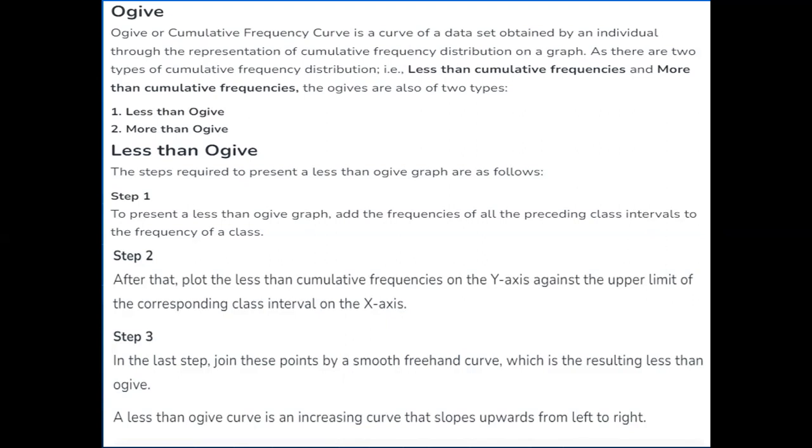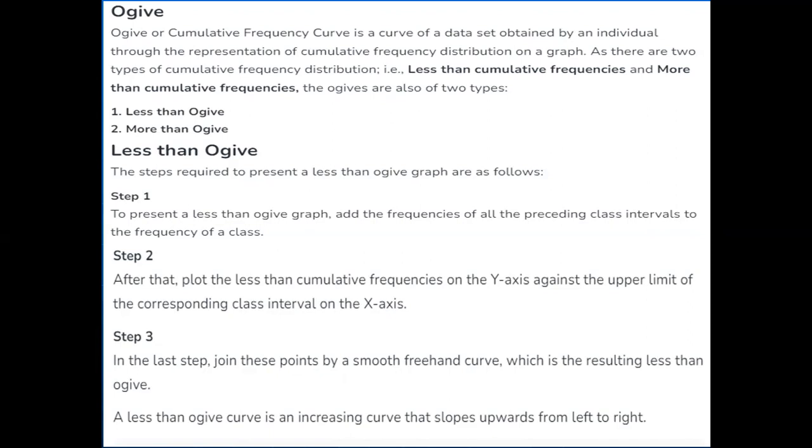In case of the less than Ogive curve, or less than cumulative frequency curve, these are the steps to be followed. Step 1: to present a less than Ogive graph, add the frequencies of all preceding class intervals to the frequency of the class. Step 2: plot the less than cumulative frequencies on the y-axis and the upper limit of the corresponding class interval on the x-axis. Step 3: join these points by a smooth freehand curve, which results in the less than Ogive.